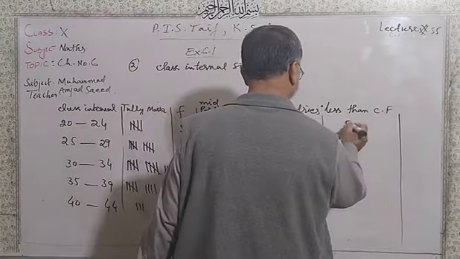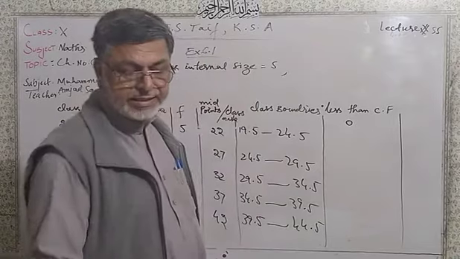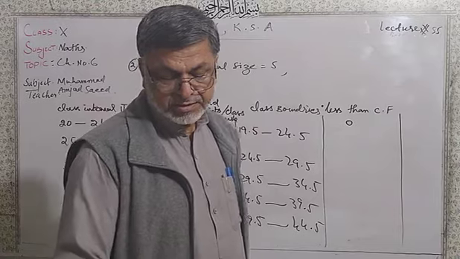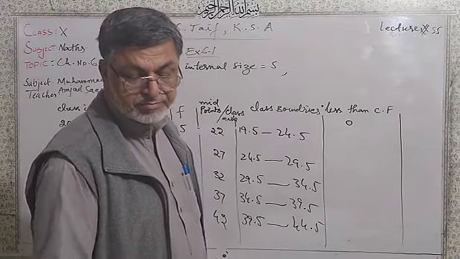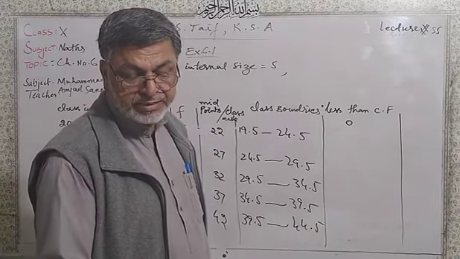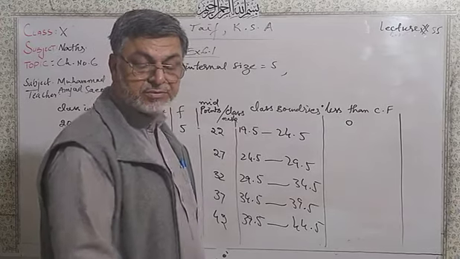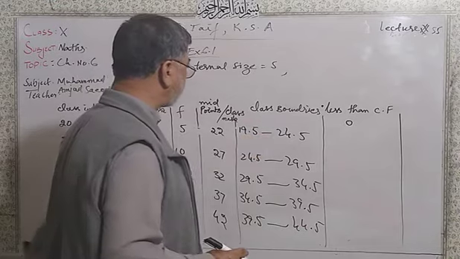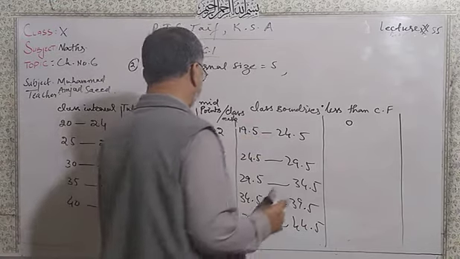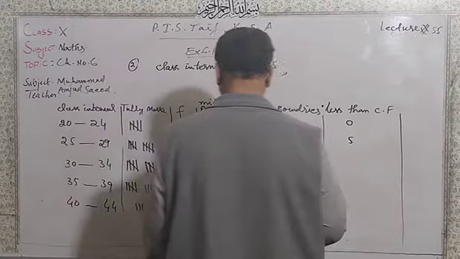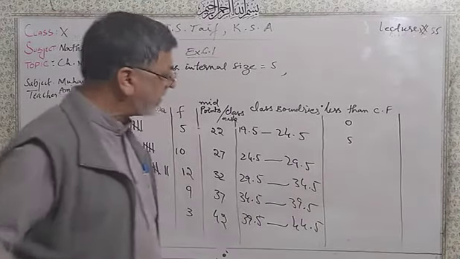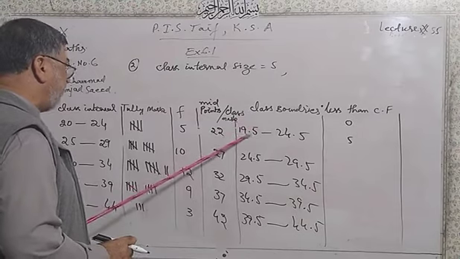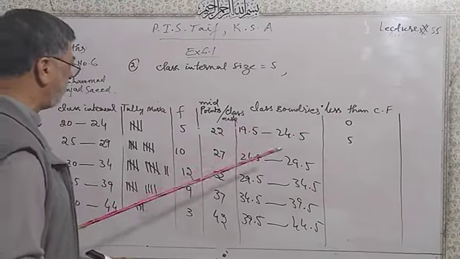0. Yes, that will be 0. Less than 19.5 is 0, less than 24.5 is 5. Then remember that less than 19.5, this is the lower class limit. Below that, the frequency will be 0.